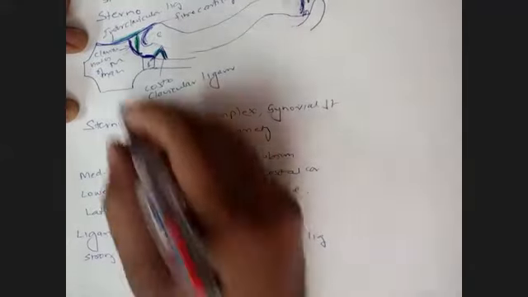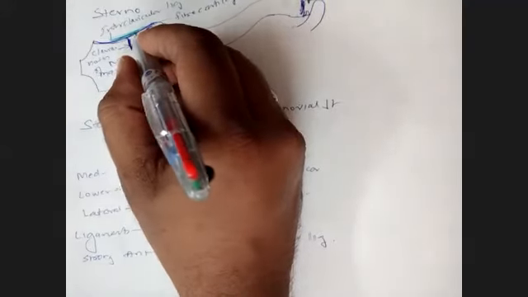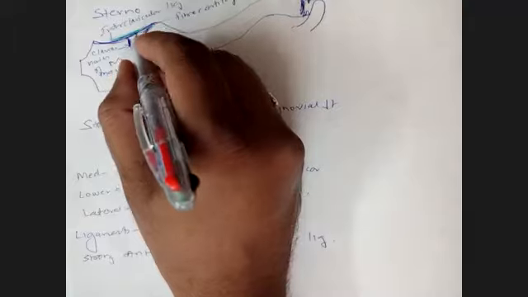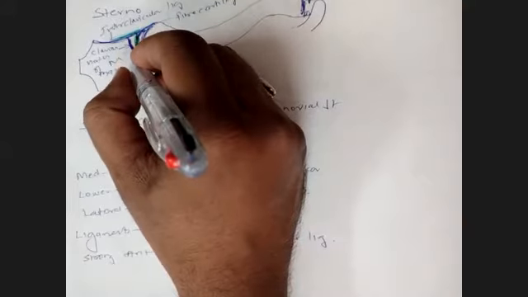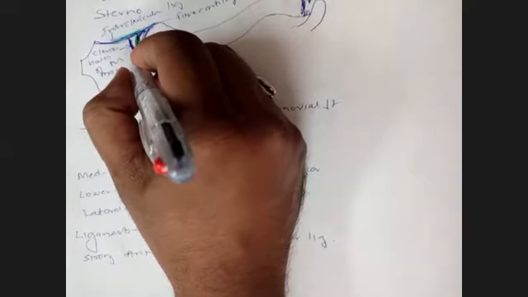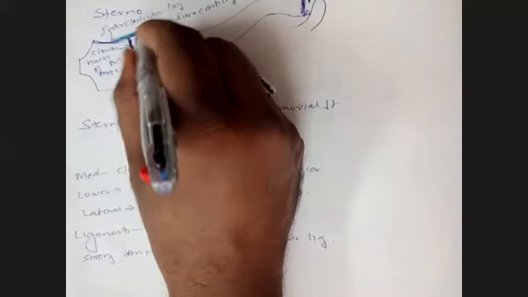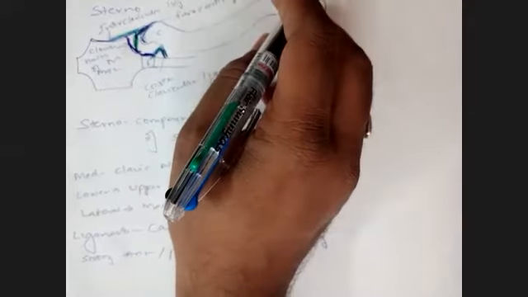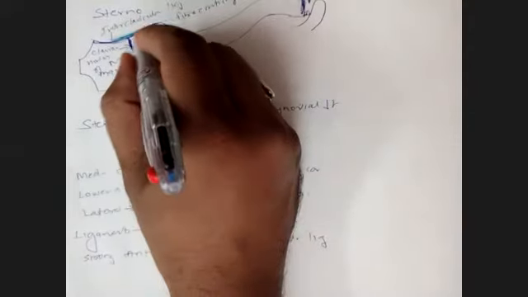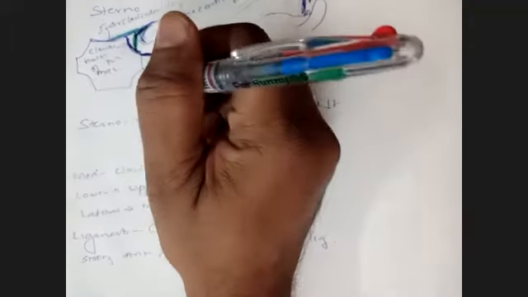And there will be this articular disc. Now this articular disc, inferiorly it is attached to the sternum, and laterally it is attached to the clavicle, slightly on the posterior surface. So here the articular disc is attached.